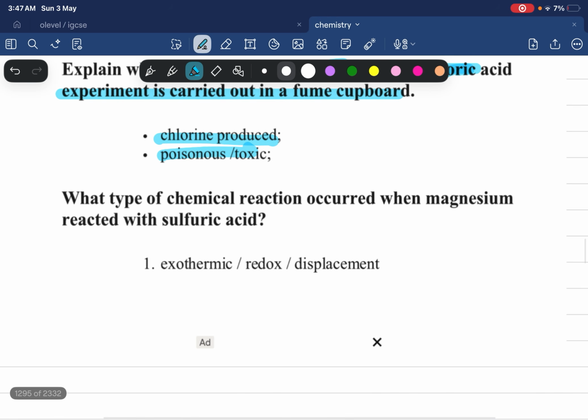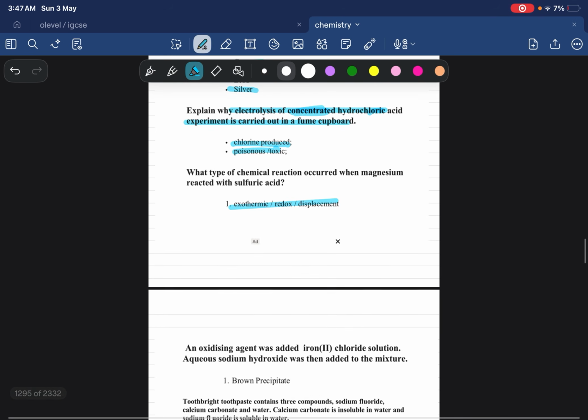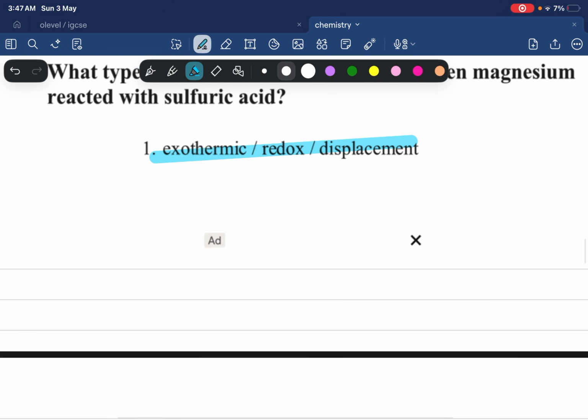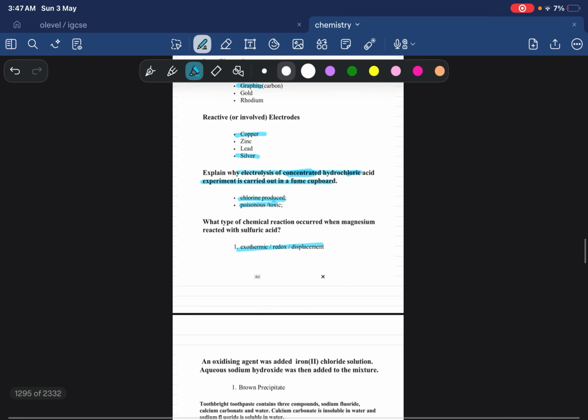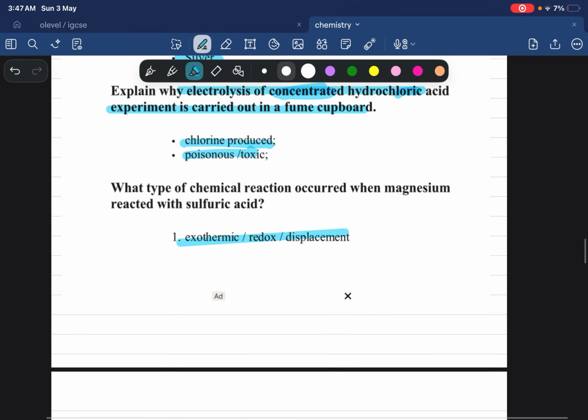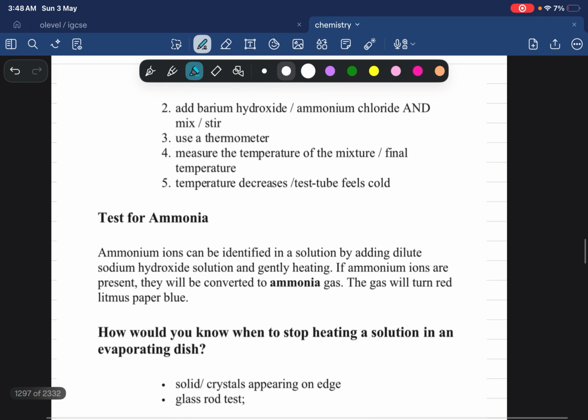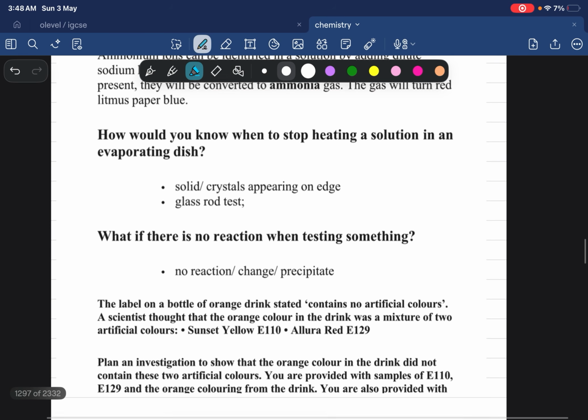Important. What type of chemical reaction occurred when magnesium exothermic? Redox, displacement. How can it be a redox reaction? Because magnesium and hydrogen are changing oxidation states. You can check it. And displacement, because magnesium is displacing hydrogen from HCl. Not HCl, from sulfuric acid, the hydrogen. It's forming magnesium sulfate. Oxidizing agent, reducing agents, okay, done. Test for ammonia, no problem.